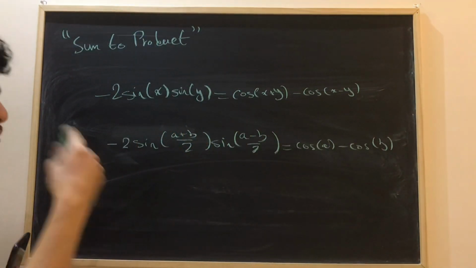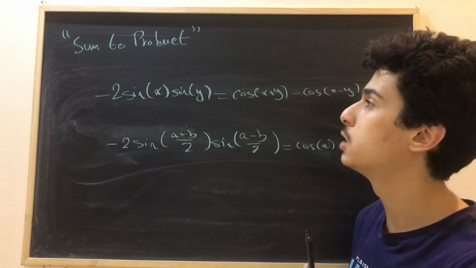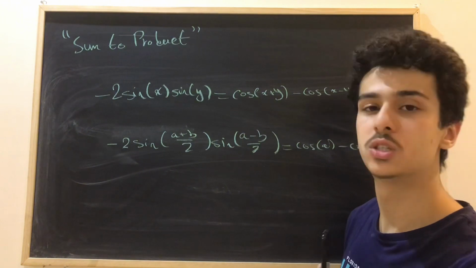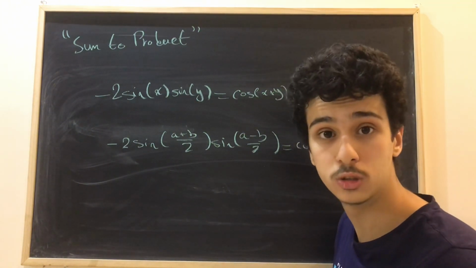Personally, I don't use the sum to product, product to sum. They might be useful in some questions, maybe a couple of Olympiad or competition questions. But that's it. I believe these are 32 identities in total.